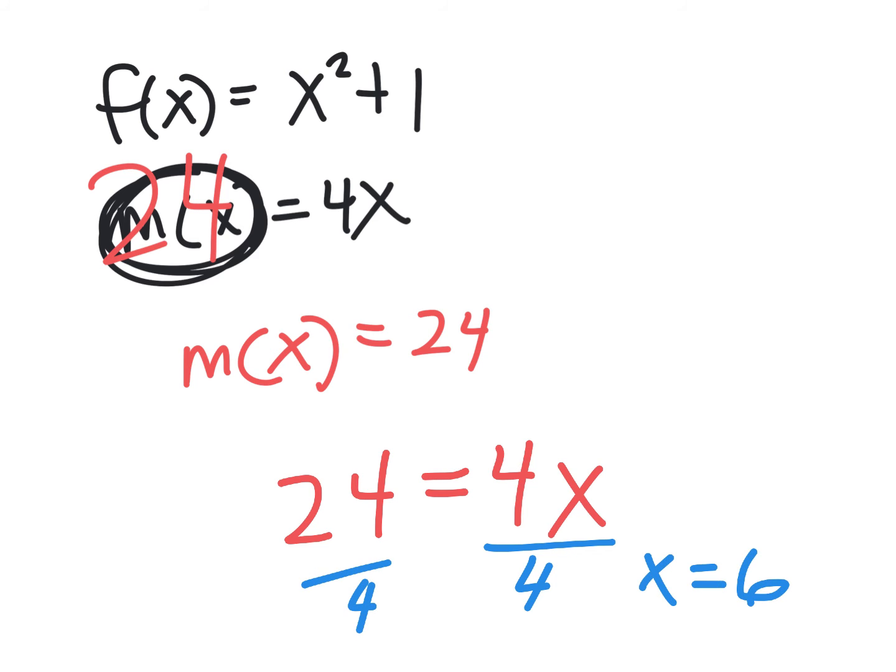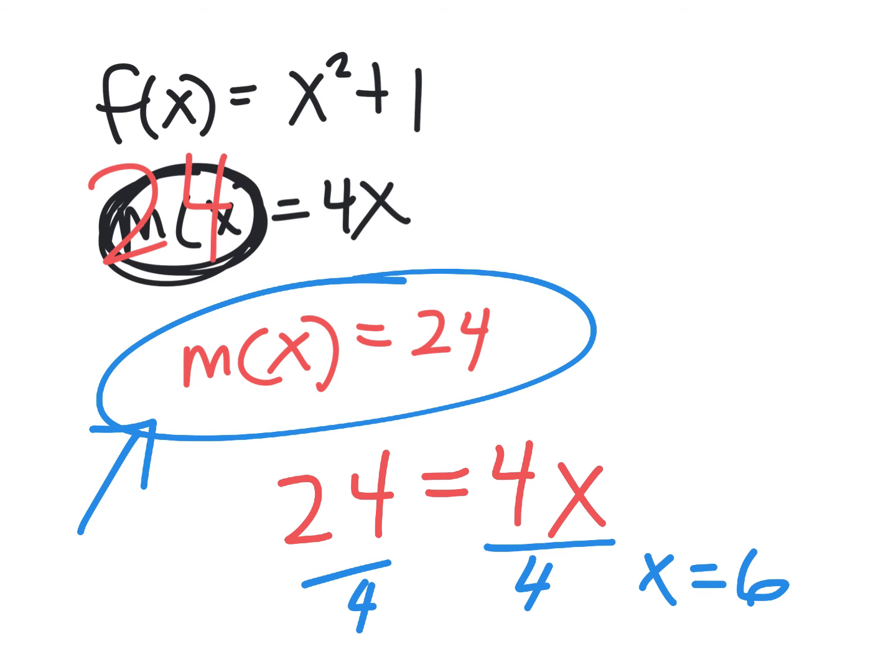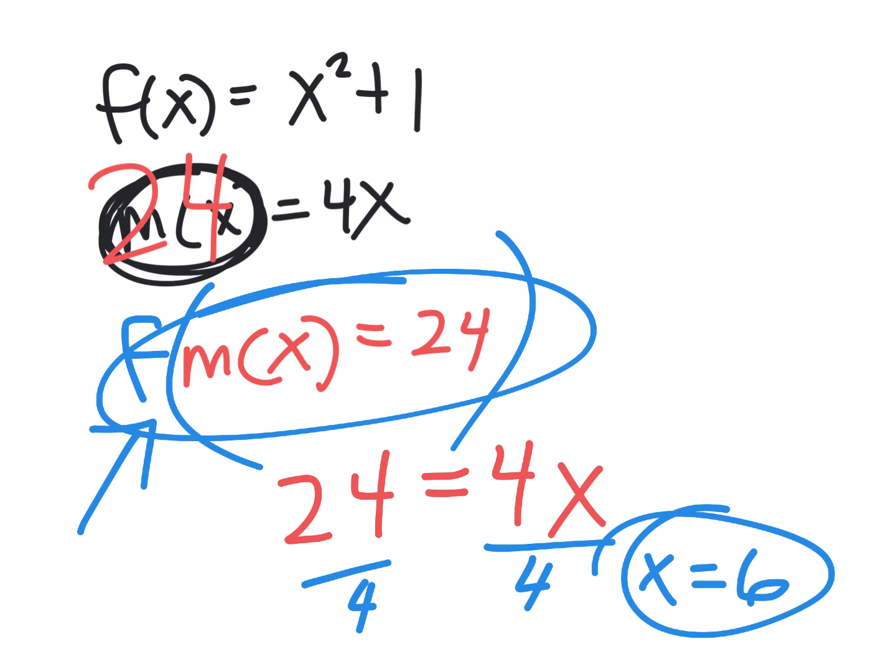But then you went and plugged it in the other one. But I never said to use f of x. See, I just said m of x. Now, if I had said f of all that, then that would be what you would have done. But we just could stop right there at 6. Did anybody else get 6 for their answer? Okay, good. All right.